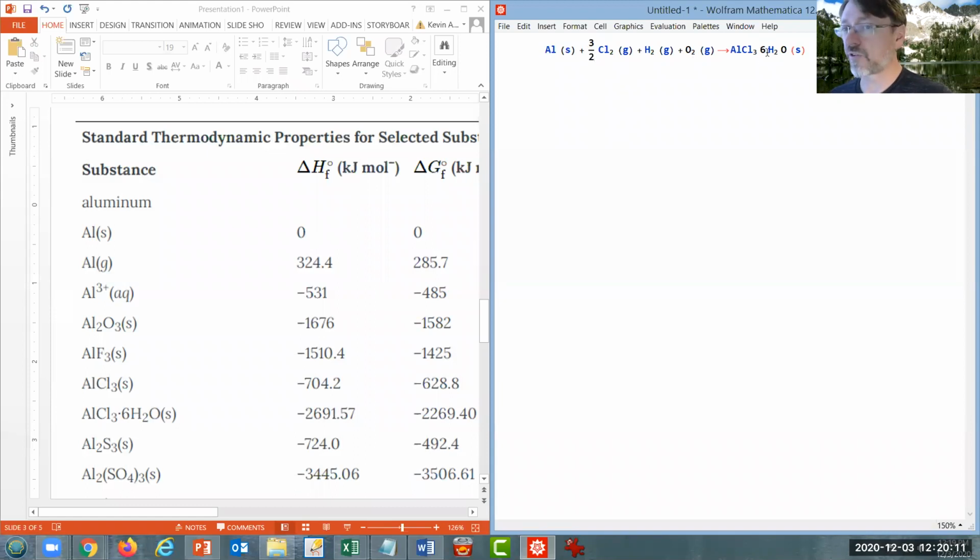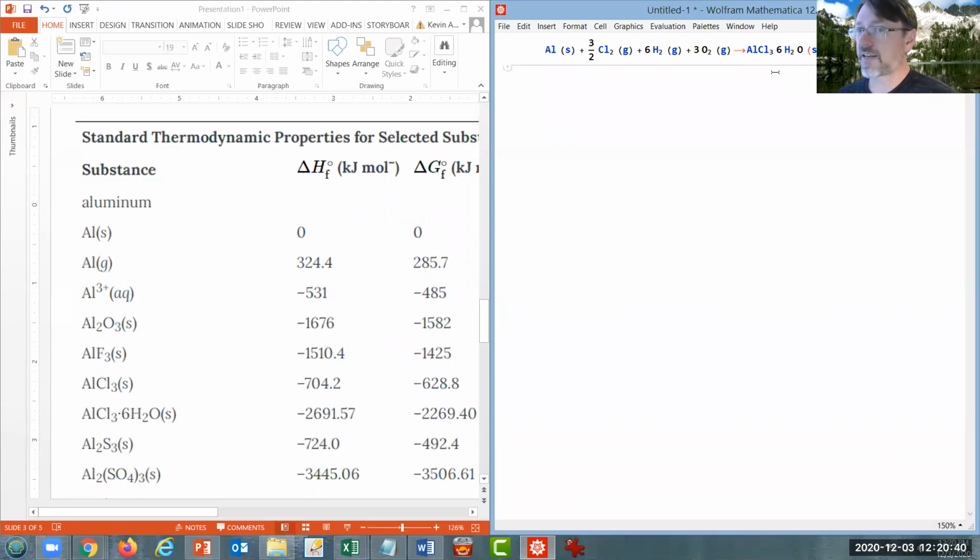How many hydrogens on the right-hand side? 12 atoms, which means we need 6 diatomic hydrogen molecules. How many oxygens are on the right-hand side? 6, so we need 3 diatomic oxygen molecules. So this is the formation reaction for AlCl3·6H2O. Any compound you write down, you can do this with.